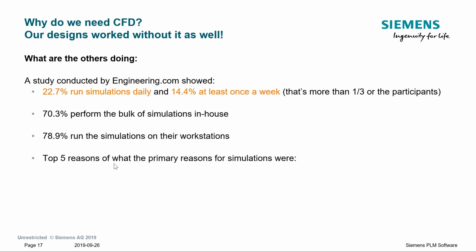And the top 5 primary reasons for simulation were 70.1% optimized design. So really, design is the optimization goal. 68.9% design validation. So once you design something, you want to know if it works. So you want to validate, is that design actually performing the way that I have envisioned it?